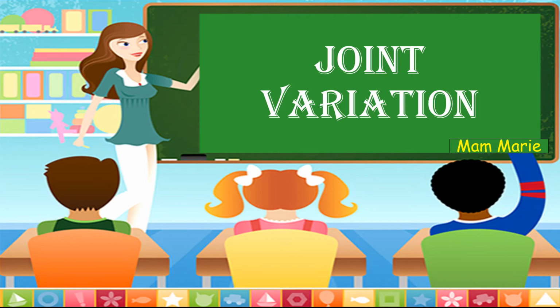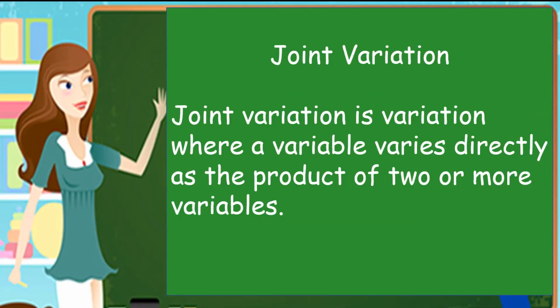Hello everyone, welcome to my video, and today we are going to learn joint variation. So let us define joint variation. Joint variation is a variation where a variable varies directly as the product of two or more variables.